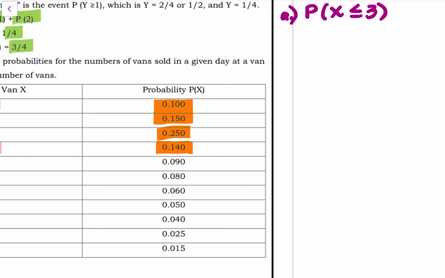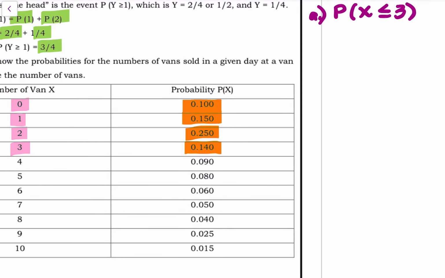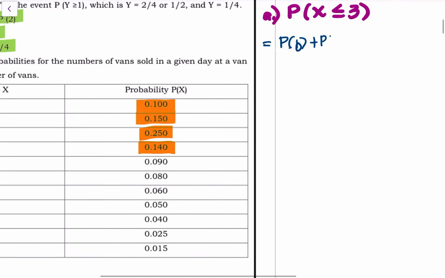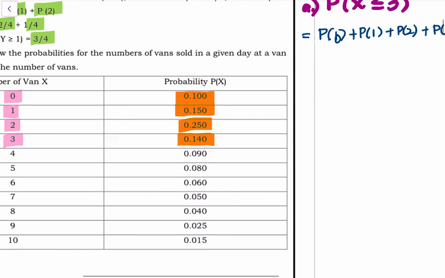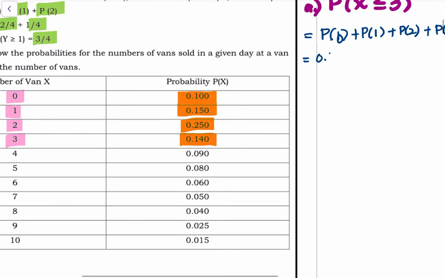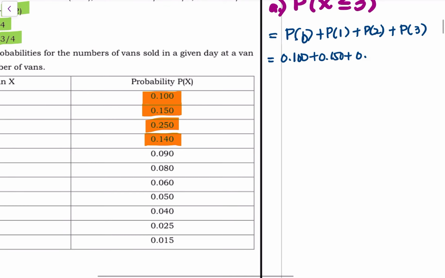Ano yung probability? So pag sabi natin at most, pwedeng 3, pwedeng 2, pwedeng 1, pwedeng 0, pero wala na ditong negative. So yun lang yung data na meron tayo. So we could add the probabilities. Let's start with 0, plus probability of 1, plus probability of 2, and then plus probability of 3. And then let's just substitute. We have 0.100 plus 0.150 plus 0.250 plus 0.140. So, yan class.